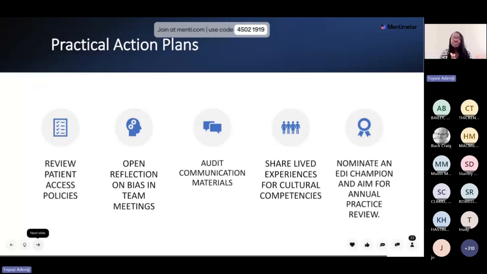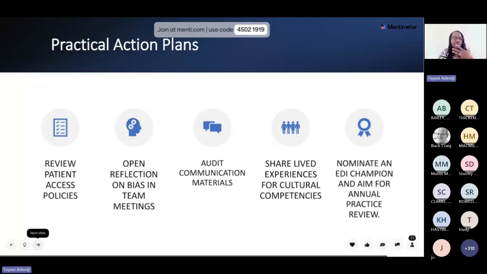From a patient perspective, I'd love you to review your patient access policies, especially with the changes that have come into place from today. I think that becomes even more important, on different levels. But also, I want that open reflection on bias within team meetings. I'm not saying every team meeting, but being able to create that safe space. It's important to reflect on that, and for people not to feel judged for saying certain things or feel inferior for sharing how they feel about certain things.